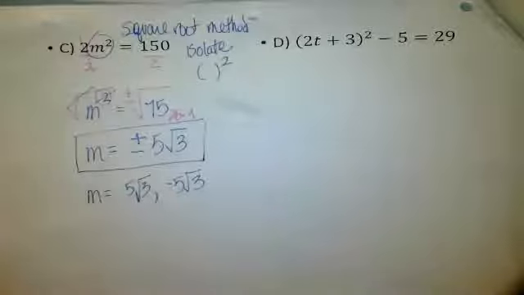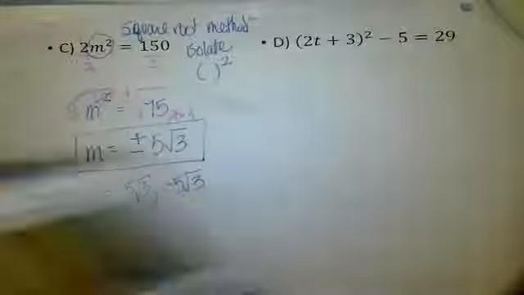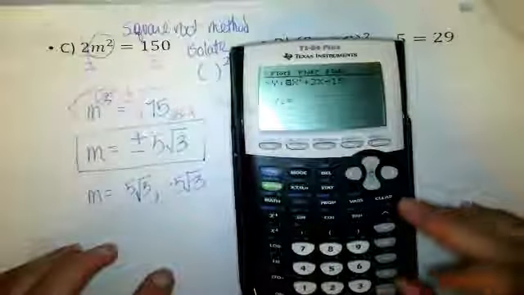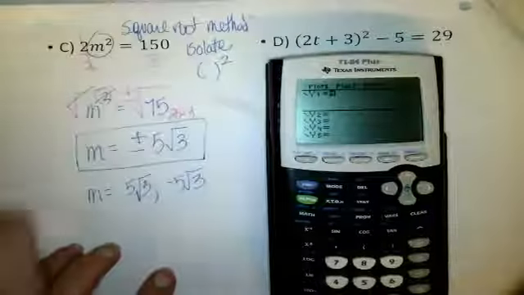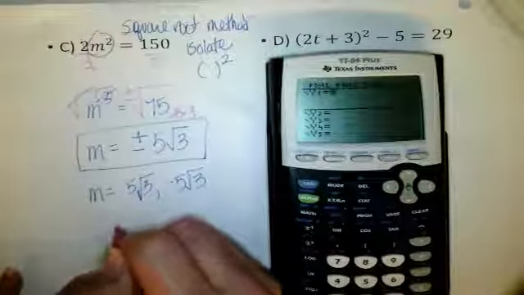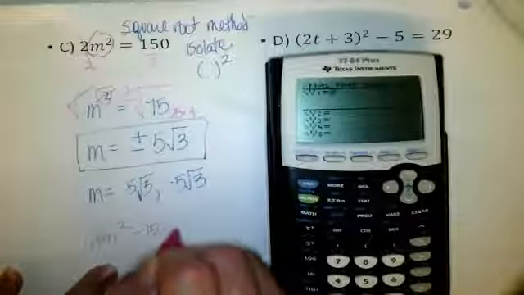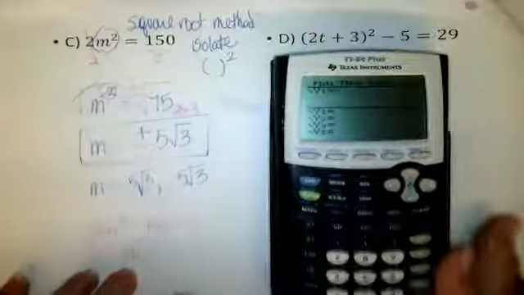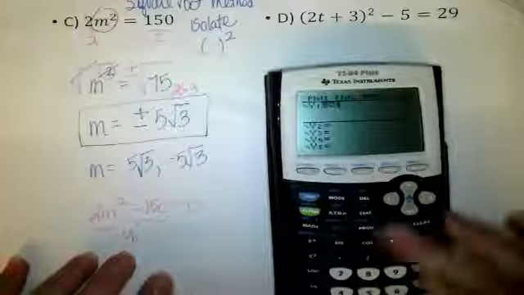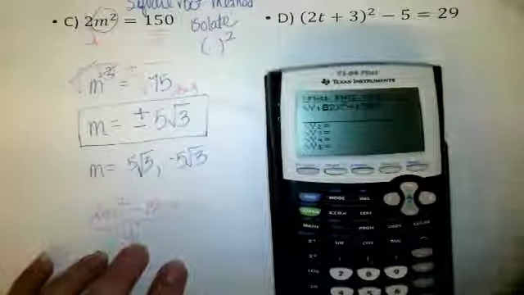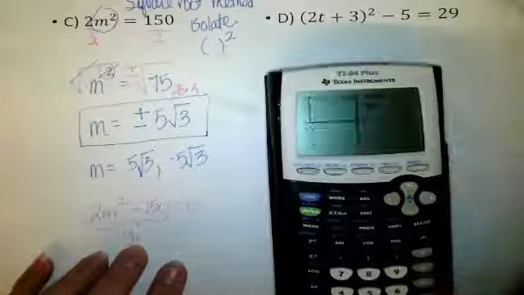Do you think that's something you could check on your calculator? You absolutely can. Let me show you. If I'm going to do this in my calculator, I'm going to set it equal to 0: 2m squared minus 150 equals 0. I'm going to put that left-hand side in y1: 2x squared, I don't have an m, you just use x, minus 150. And I'm going to graph that.